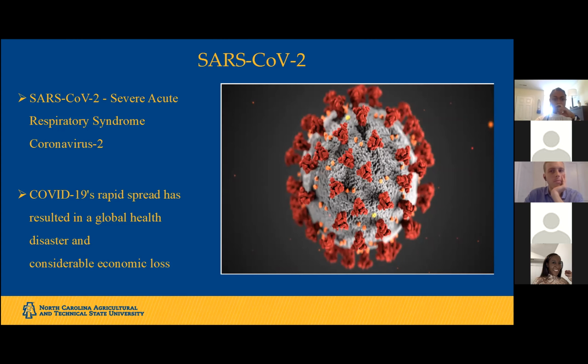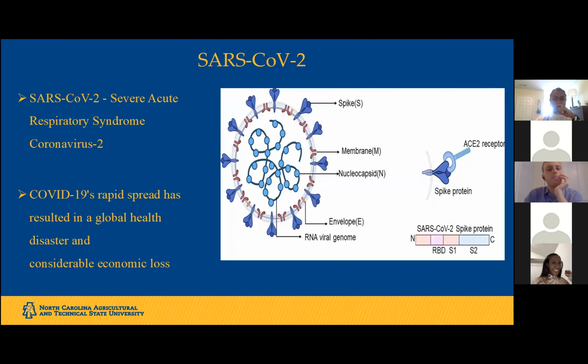To start, next, I will describe the virus structure. The virus encodes 4 structural proteins: the S protein (spike), membrane, nucleocapsid, and envelope. The ACE2 receptor, as shown in the image, was identified as the entry receptor for SARS-CoV-2, and the S glycoprotein binds to the ACE2 receptor with high affinity.